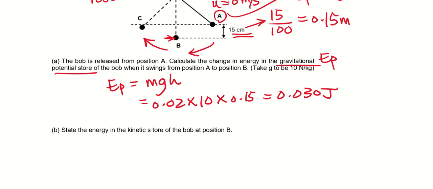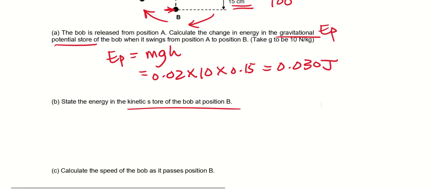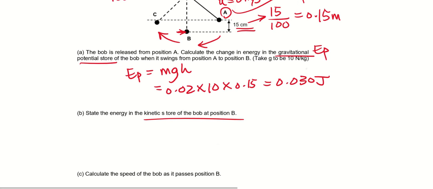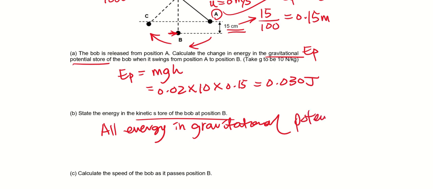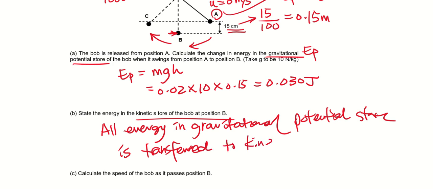Now state the energy in the kinetic store of the bob at position B. So we assume that all energy in the gravitational potential store is transferred to the kinetic store. Okay, so this is the assumption.